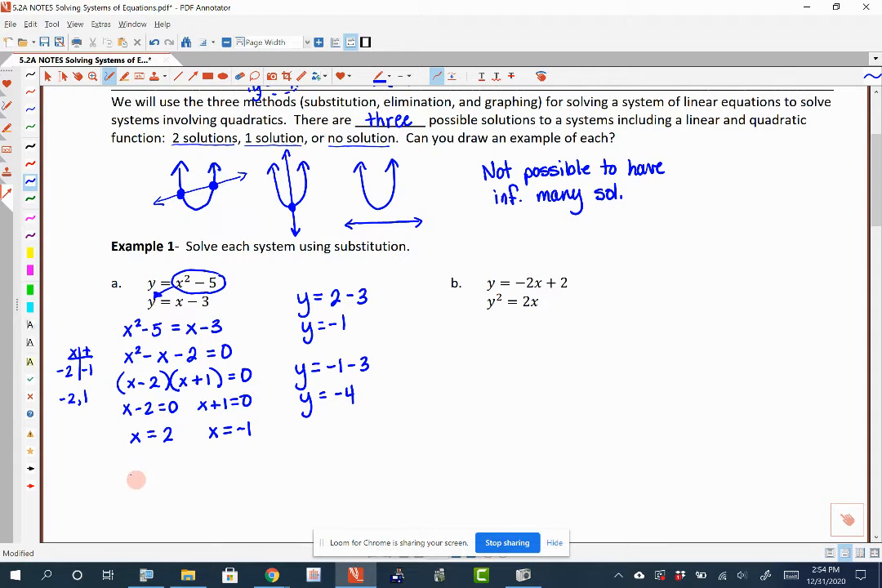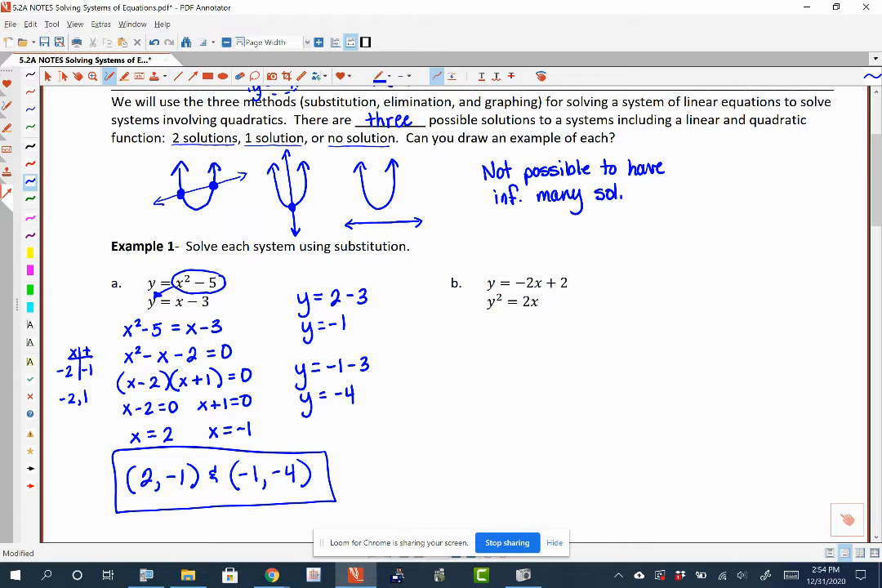So remember, we have ordered pairs. When I got a 2 and substituted it in, I got a y value of negative 1. And my x value of negative 1, when I substituted in, I got a y value of negative 4. So this line and this quadratic intersect each other at these 2 points. Let's try it again on B.